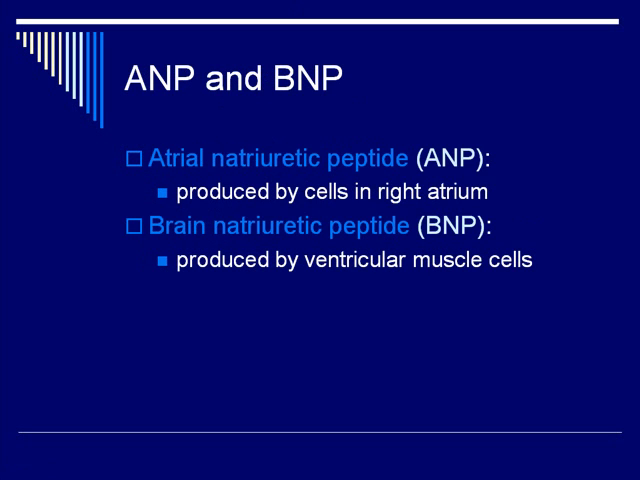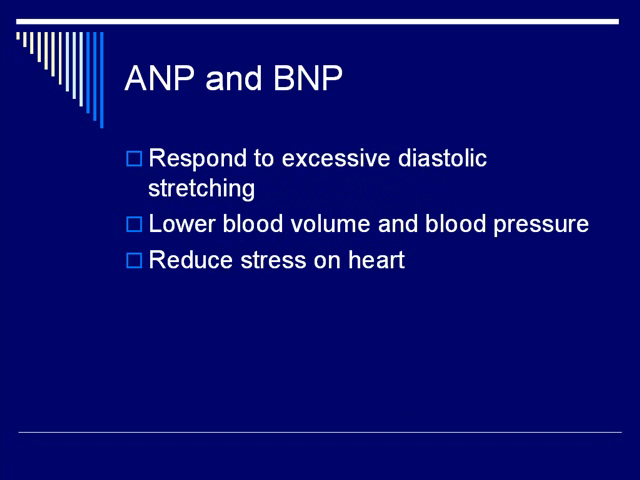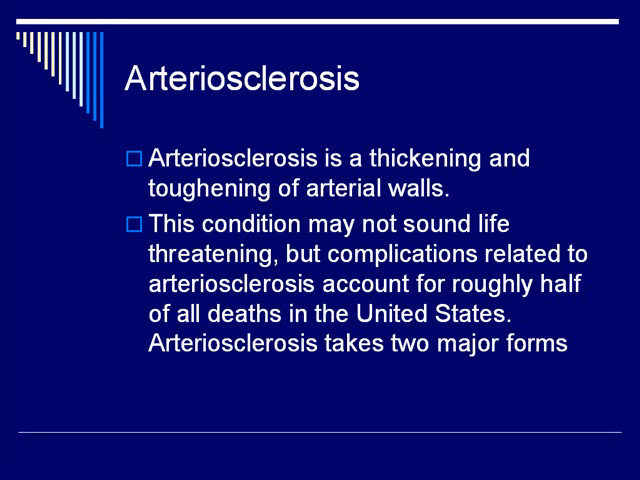Atrial natriuretic hormone and brain natriuretic peptide are basically produced by cells in the atrium and produced by cells in the ventricle. Again, their ability is to increase the volume of blood. Both respond to excessive diastolic stretching, lower blood volume, lower blood pressure, and can reduce the stress on the heart.